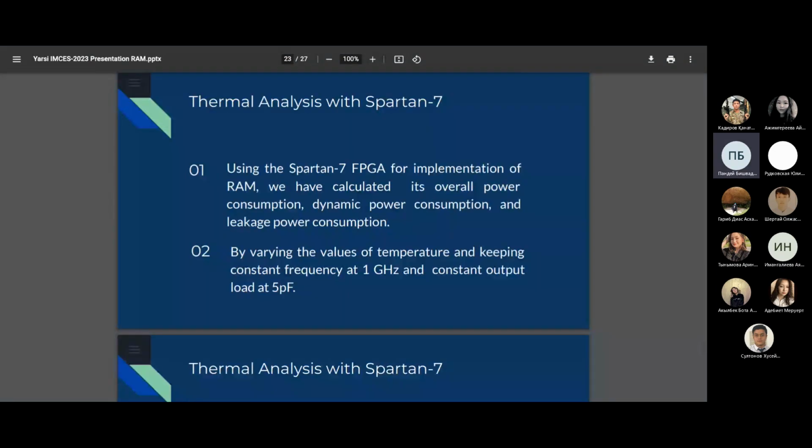Thermal analysis with Spartan 7. Using the Spartan 7 FPGA for implementation of RAM, we have calculated its overall power consumption, dynamic power consumption, and leakage power consumption by varying the values of temperature and keeping constant frequency at 1 gigahertz and constant output load at 5 picofarad.